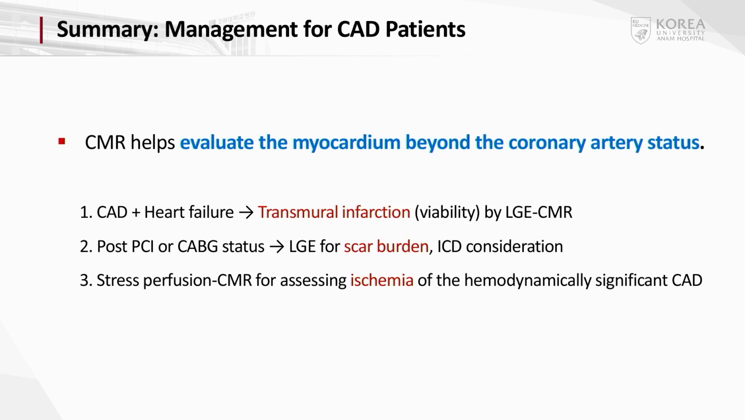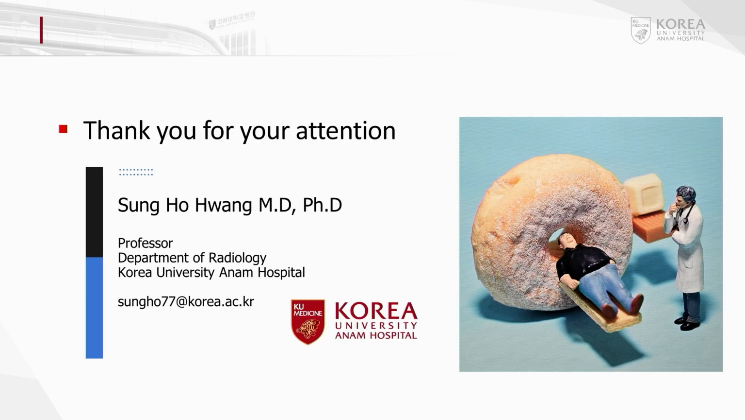This slide covers my presentation. Cardiac MR evaluates myocardial tissue characteristics beyond the coronary arteries themselves. It predicts functional recovery and arrhythmogenic risk of sudden cardiac death, and stress perfusion can help detect ischemia. Together, all of this guides treatment decisions, especially in coronary artery disease and heart failure patients. Thank you for your attention.